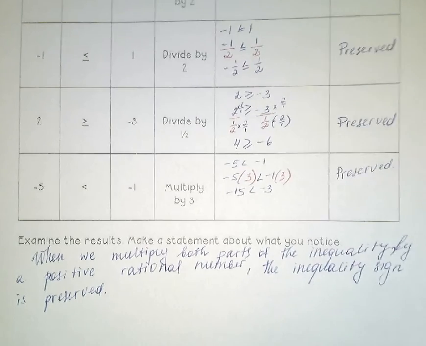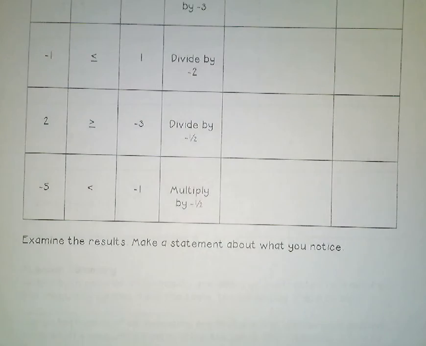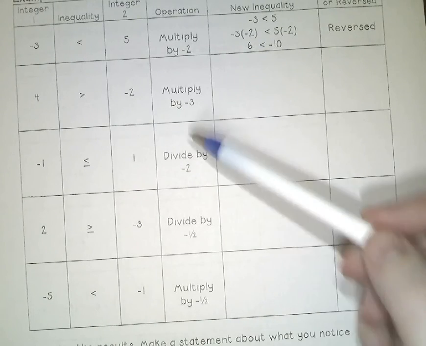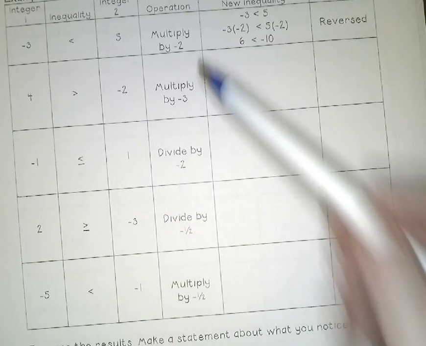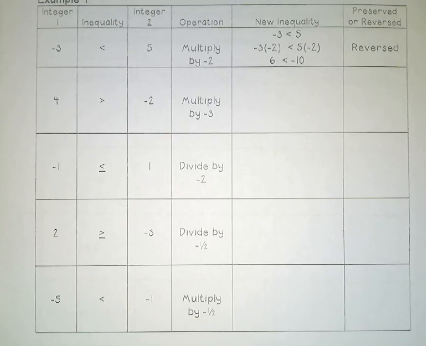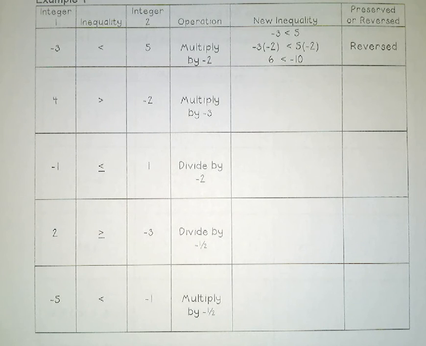Okay, let's look at the next one. Now we have multiply and divide, and all of these numbers are negative. Some are fractions, some are negative integers. So let's take a look at how that changes our inequality signs. Go ahead and pause the video, do it by yourself, and then we'll compare.